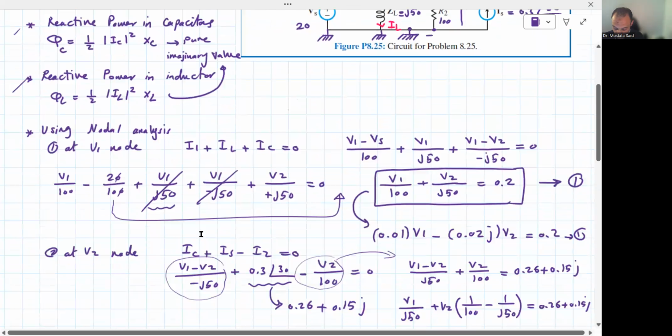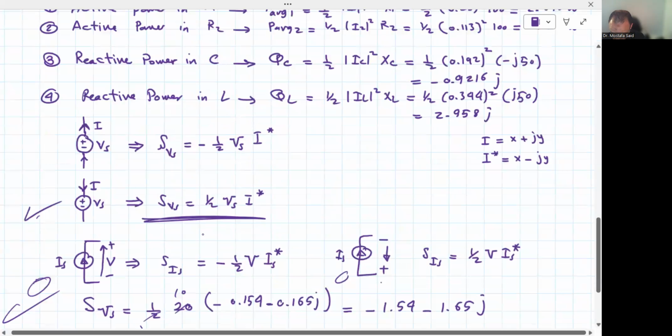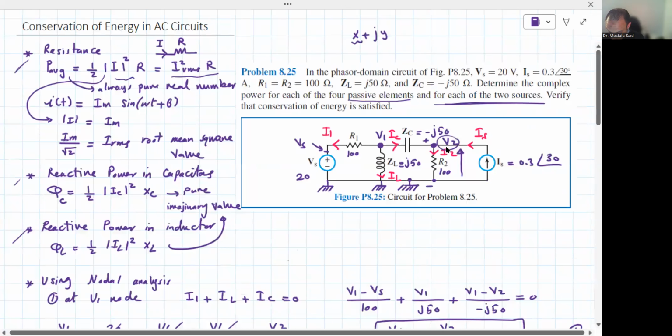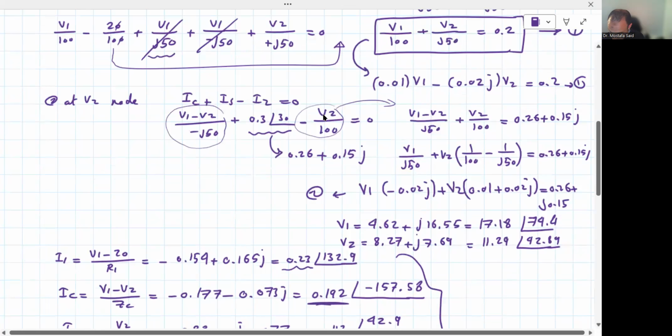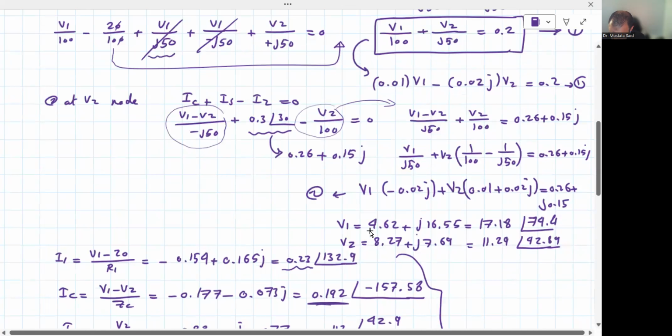Let's see which one we're going to apply. Same direction, so we're going to apply this one. So S_IS is equal to minus half V, and in that case it's V2, I'm sorry, not V1, V2. You see V2. So where is Mr. V2? That's Mr. V2. Let's copy V2. That's V2, I'm going to copy it.